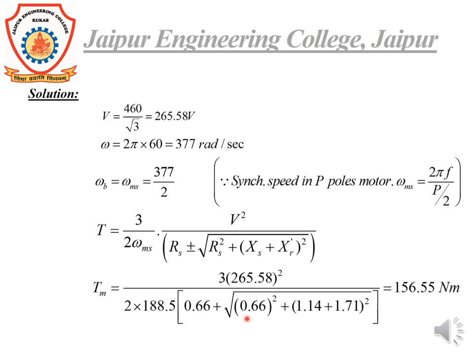As given in the question, Rs is 0.66. I have placed 0.66, and since it is for motoring action, I have taken the plus sign over here. If the machine was working in generating mode, then we should have taken minus instead of plus in this equation. Now we have applied the values of each and every variable. On solving this, we will get 156.55 Newton meter. This is the maximum torque for 60 hertz, without neglecting Rs.